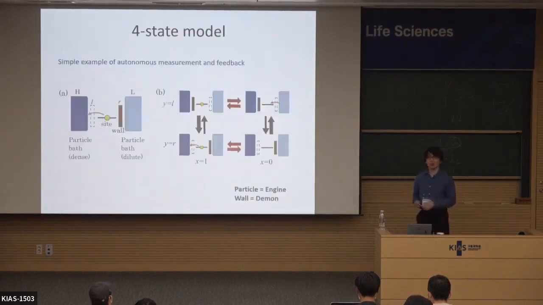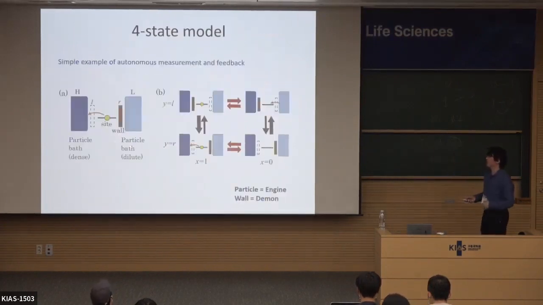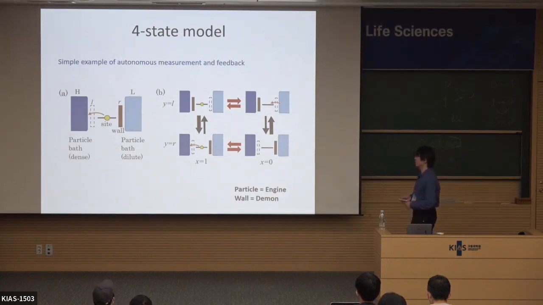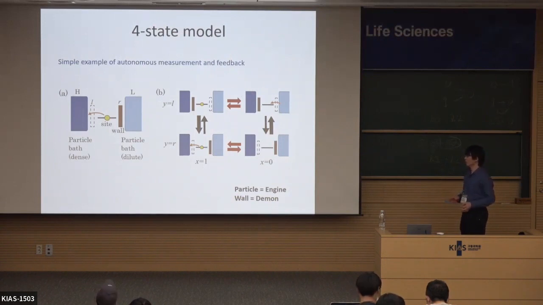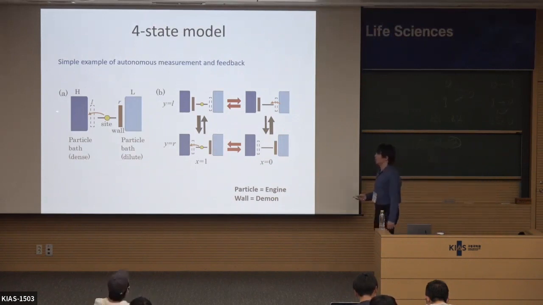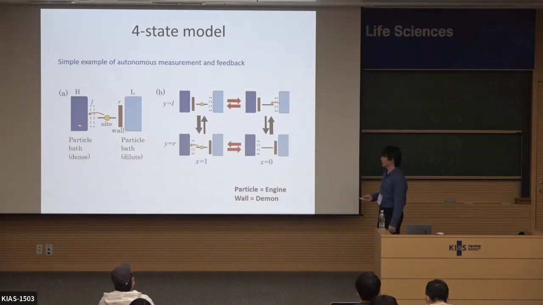Let me first show the simplest model of Maxwell's demon. This is a toy model, so it itself is not very interesting, but it is a kind of abstract model of autonomous information processing. We consider a single site between two particle reservoirs, and the particle goes in from, for example, the left reservoir and goes out to the right reservoir.